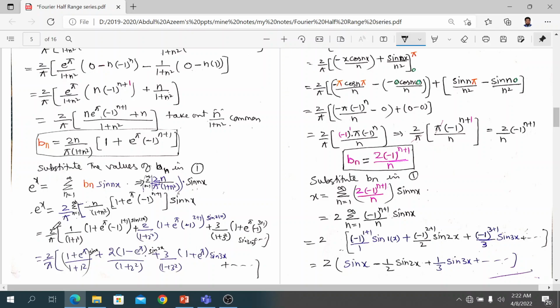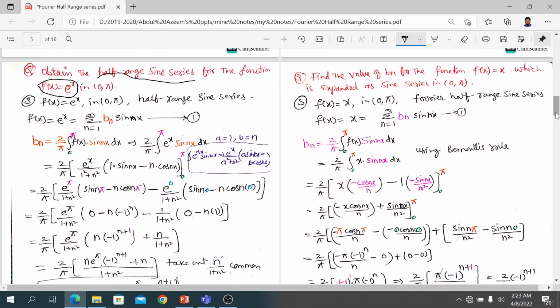Now simplification: 2 by pi, so this is 1 minus 1 plus 1, 1 plus 1 is 2, so it becomes positive, (1 plus e^pi) by (1 plus 1 squared) sin x, plus 2 into this one minus. So 1 minus 1 as it is, minus (1 plus e^pi) by (1 plus 2 squared) sin 2x, plus 3 by (1 plus 3 squared)(1 plus e^pi) sin 3x, up to so on. Okay.